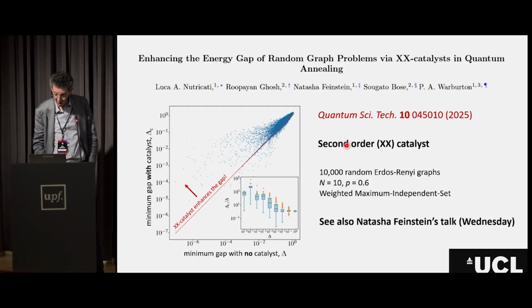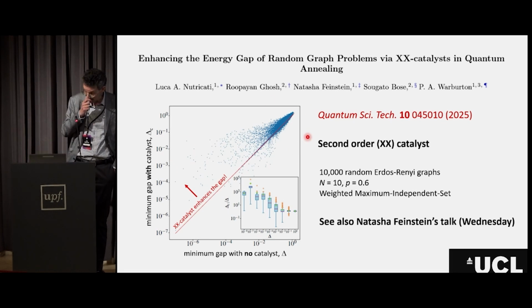And this is on 10,000 randomly generated Erdős-Renyi graphs with 10 spins and a probability of a pairwise link between any pair of spins equal to 0.6. Here we're plotting on the y-axis the minimum gap with this XX catalyst, and on the x-axis the minimum gap without catalyst. So we want to be above this red line, and you can see that each one of these dots corresponds to one of the 10,000 randomly generated instances.